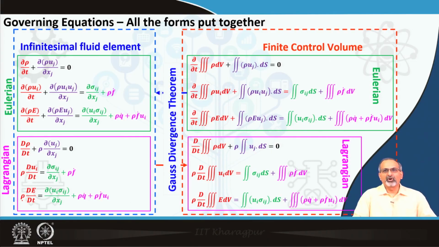You may recall this framework that we discussed in week 2, where we took the conservation equations from different perspectives. First of all, the two broad classes: one, the infinitesimal fluid element, the other, the finite control volume kind of approach. And then in those two main categories or classes, we further had two categorizations in the form of Eulerian and Lagrangian forms.